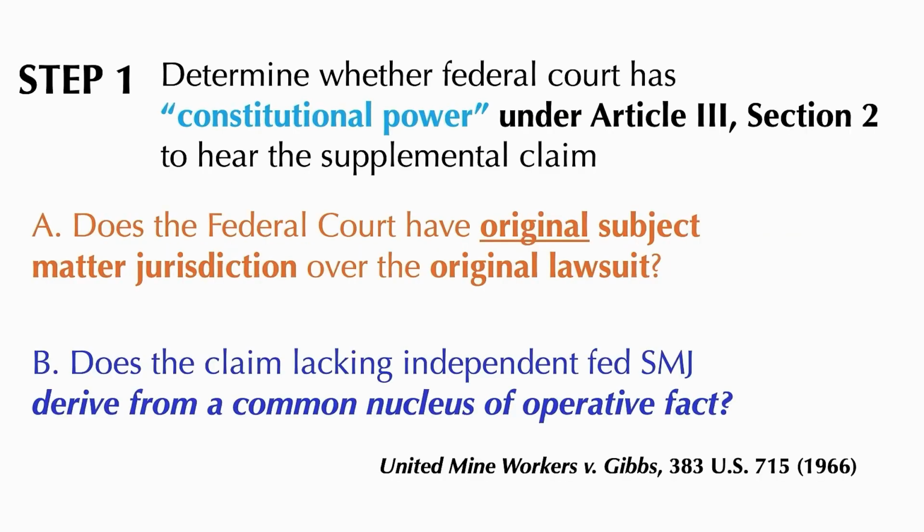How to do the analysis. Step 1, we're going to determine whether the federal court has constitutional power under Article 3, Section 2 to hear the supplemental claim. This step is a two-part process. We're going to ask two questions to determine this. A, does the federal court have original subject matter jurisdiction over the original lawsuit? This is telling us that there must be a claim in federal court that has independent original subject matter jurisdiction in order for the court to exercise supplemental jurisdiction over another claim. You will need to be in a scenario where there's federal subject matter jurisdiction grounded on federal question, on diversity jurisdiction, or another federal ground.